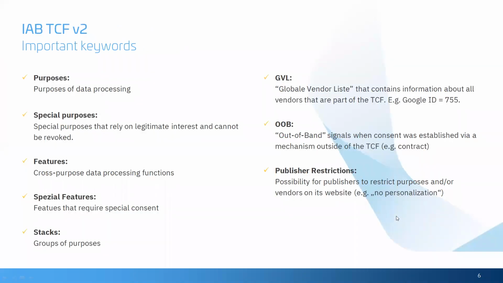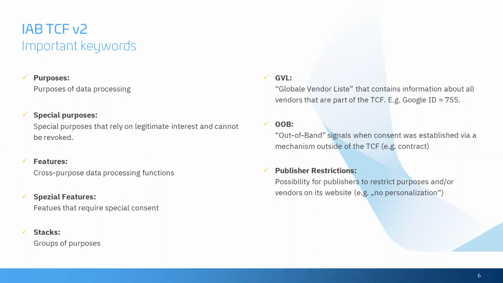Then some important keywords that will help you understand the TCF a bit better. The TCF defines purposes. That's simply what it is. It's a purpose of data processing. Then they have some special purposes. Special purposes are very basic data processing functions, and TCF makes a distinction here in order to change the legal basis. So, for example, special purposes rely only on legitimate interest and cannot be revoked, whereas the normal purposes need consent or legitimate interest, one of the two, and can be revoked, etc.